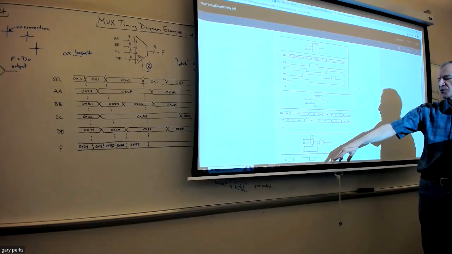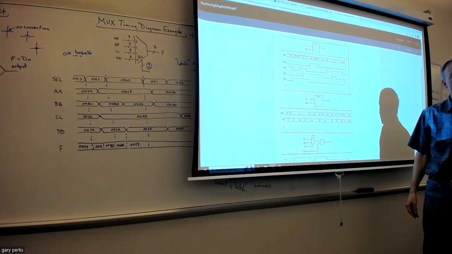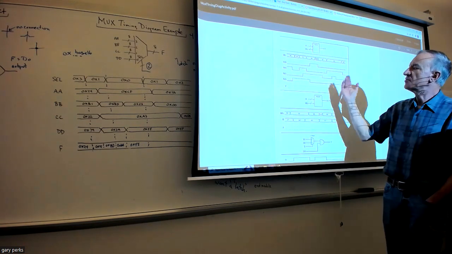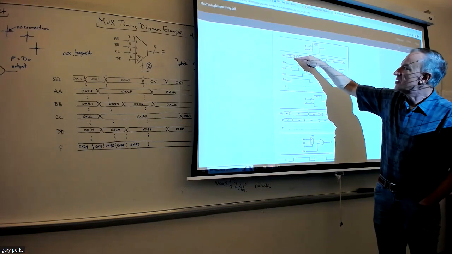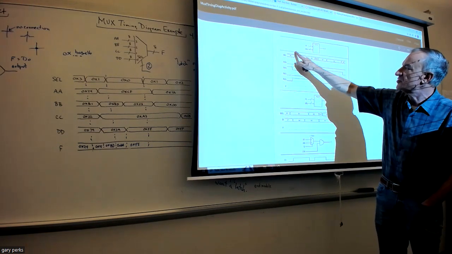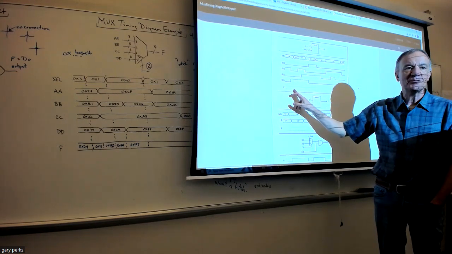The last one is just a 2-input mux, a 2 to 1 mux, along with an AND. The way you look at these timing diagrams is you start on the left and work your way right. Anytime there's a change, like a change in select, that's when you have to reevaluate what the output is going to be.